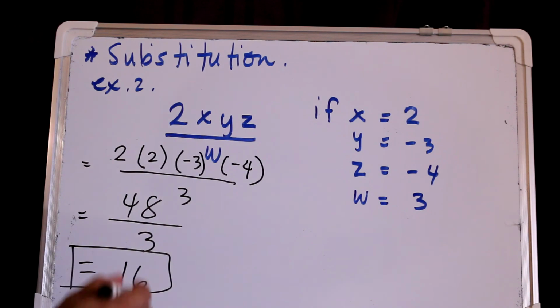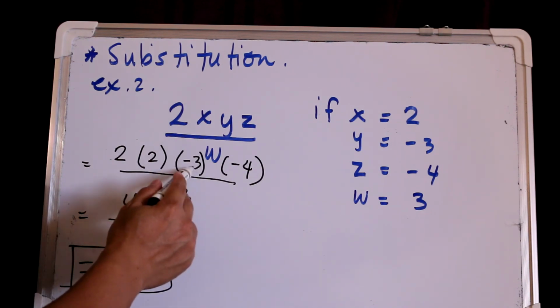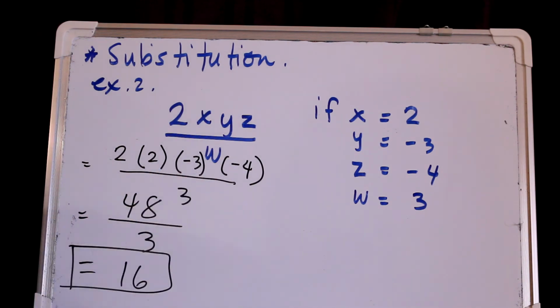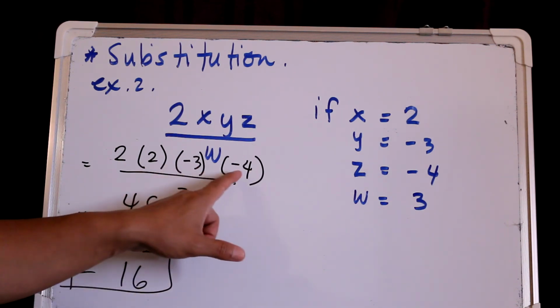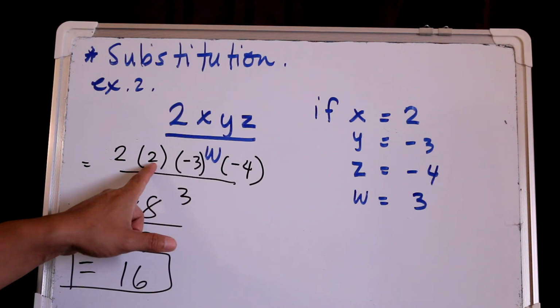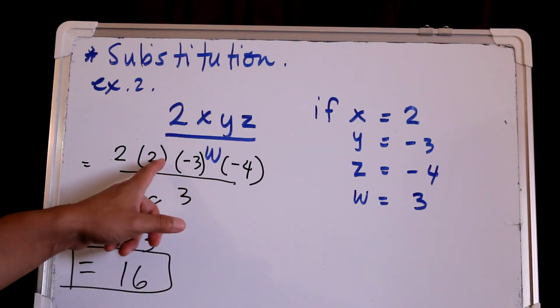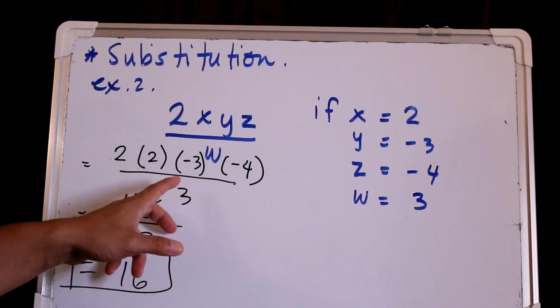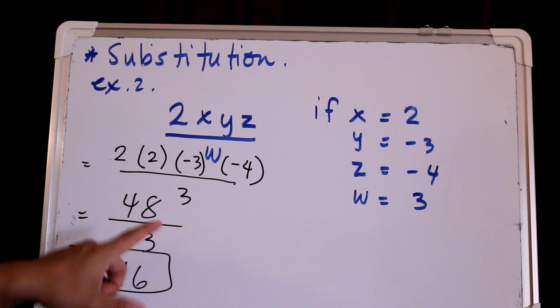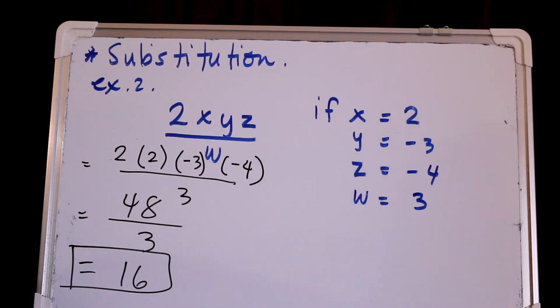What happened? You have two negatives here. When they multiply, it becomes positive. So this is 12 times 4, that will be 48, and it is positive. When we divide it, it becomes 16, and 16 is our answer. So this is substitution.